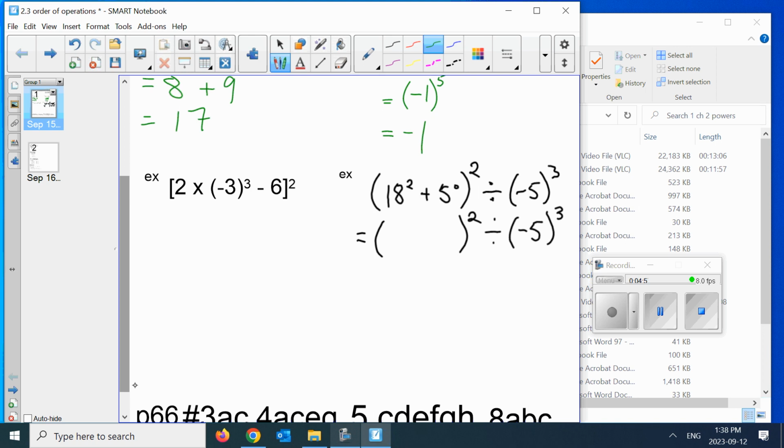Brackets, exponents. I'm going to use a color code system for this because it's got a key. So, like I'm just showing you, follow this. I'm going to do this blue bracket, all of this work, first. I'll figure this out and then take care of the square. That's all I'm telling you.